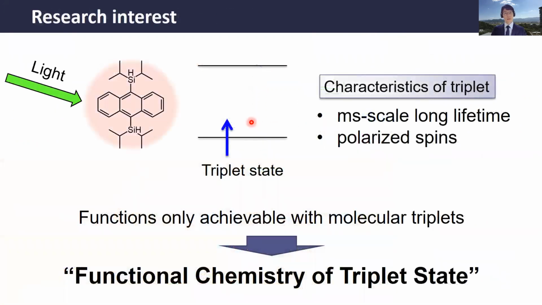Okay, so here shows our research interest. We are interested in the photoexcited triplet state of molecules. It's because, as you know, the triplet state has very interesting characteristics, such as a millisecond-scale long lifetime, and it can also produce polarized spins at room temperature. So we are focusing on the functions only achievable with molecular triplets. We call it the functional chemistry of the triplet state.